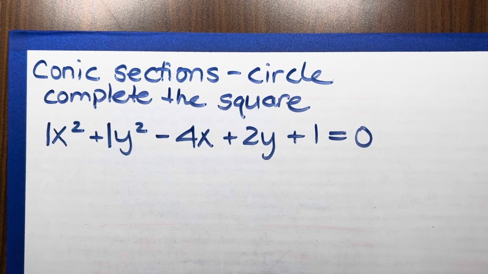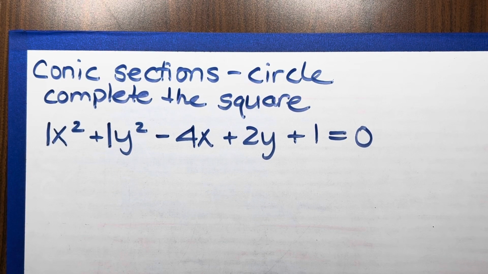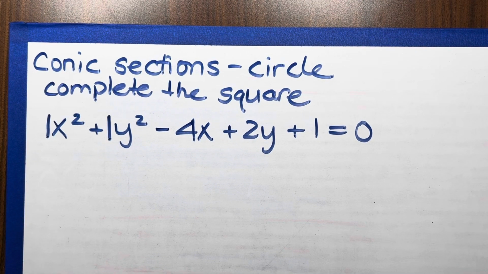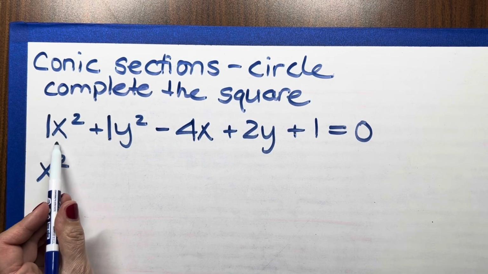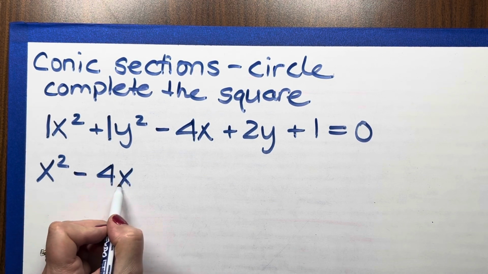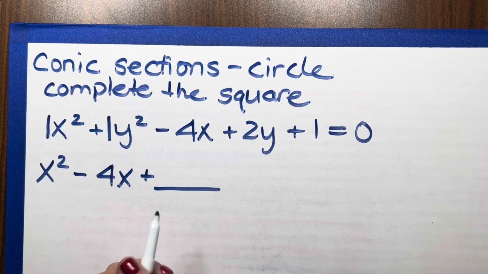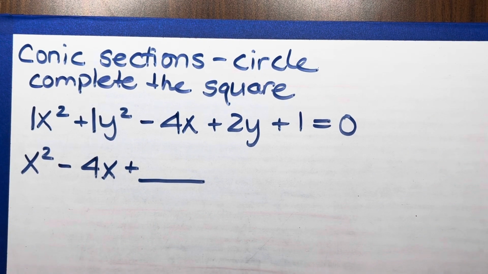And I'm going to now take this equation and transform it by completing the square and getting it into the correct form so I can pick out the center and the radius. So to complete the square, the first thing I need to do is put the x terms together, so my x squared, and then I'm going to put my minus 4x term next to it. And then to complete the square, I need to leave a blank here for the number that completes the square for the x's.